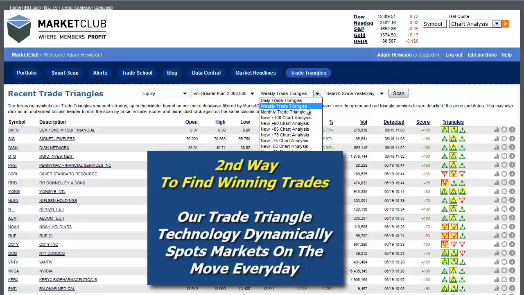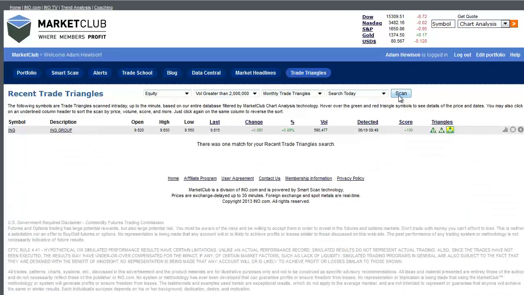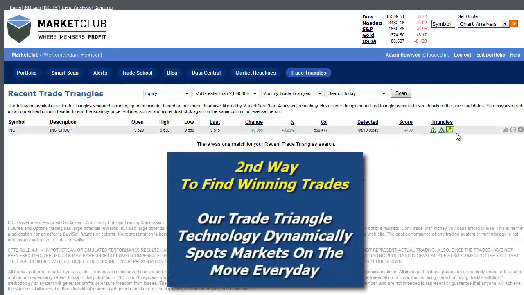And I want to look for new monthly trade triangles because that's what determines the trend. And I want to search just from today. Now it's still early in the day, so we may not get any or many at all. There's one right there. It's ING Group. That's the banking group. And it came in today right here, a green monthly at 9.56. It's currently trading at 9.61. So it's very close to the signal. Again, that's another way to look for winning trades using our trade triangle technology, which I highly recommend.